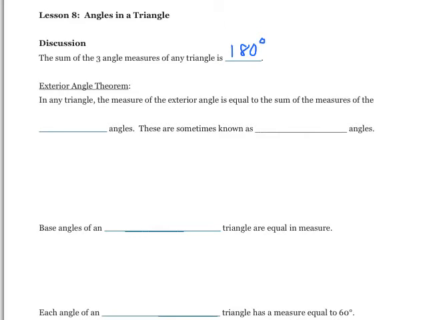Now the new piece of information is something called the exterior angle theorem. And it says this: in any triangle, the measure of the exterior angle is equal to the sum of the measures of the remote interior angles. And I'm going to show you what that is. Remote interior. These are sometimes just called remote angles.